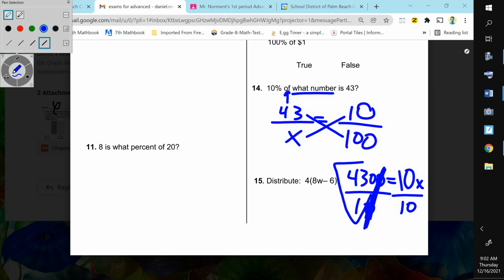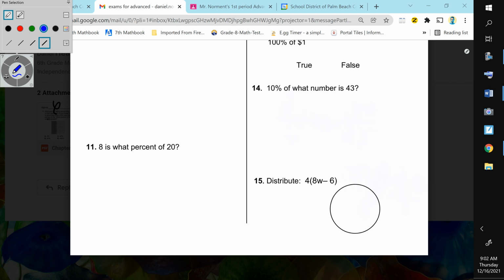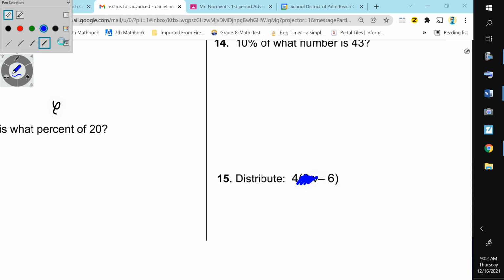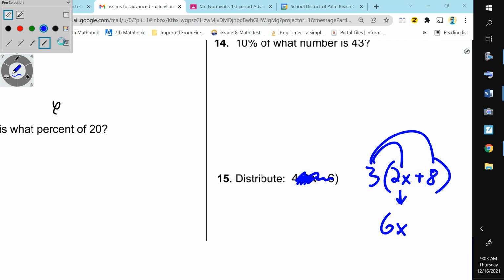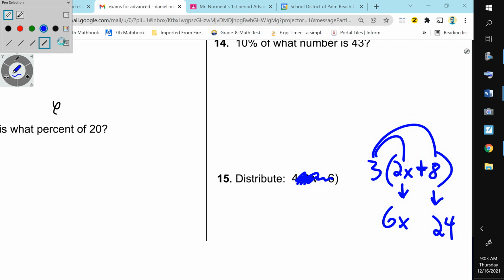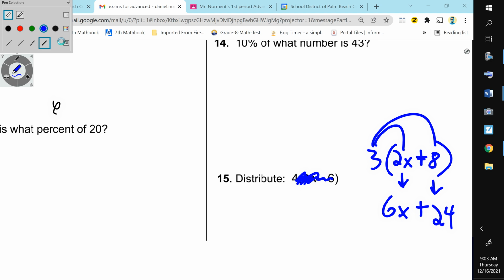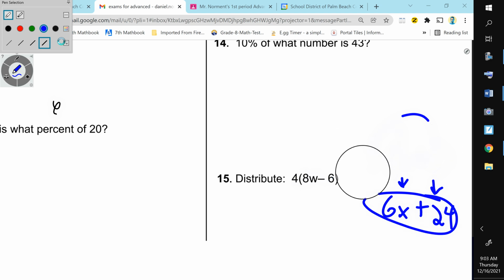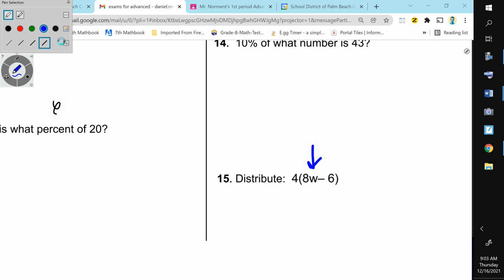Surely you can simplify 430 over 1 and tell me what that equals, okay? Distribute. Now, if you forgot how to distribute, I'm not going to do this one, I'm going to do one similar, okay? Just random numbers. Here's how you do it. 3 times, you multiply 3 times 2x. You multiply 3 times 8. And then you bring down the plus sign. Whoa. And that is the answer. So, how I did that is exactly how you do this, okay?